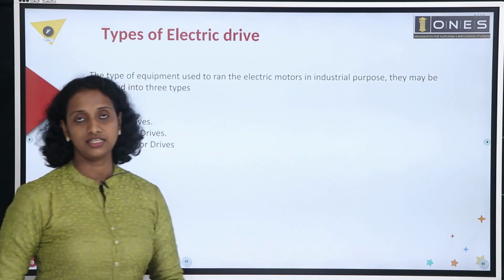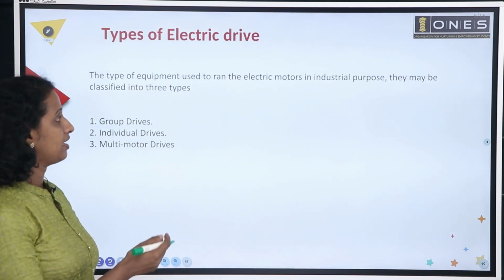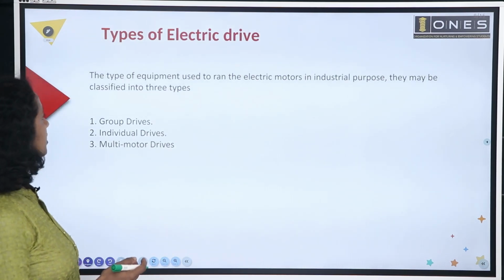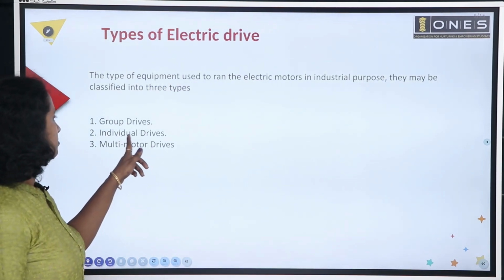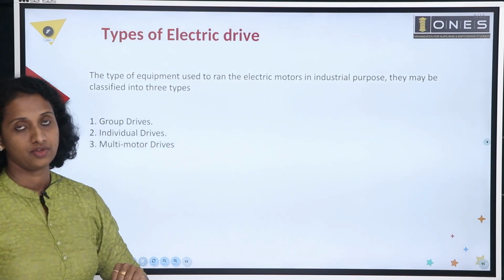Types of electric drive. The types of equipment used to run an electric motor for industrial purposes may be classified into 3 types: group drives, individual drives and multi-motor drives.